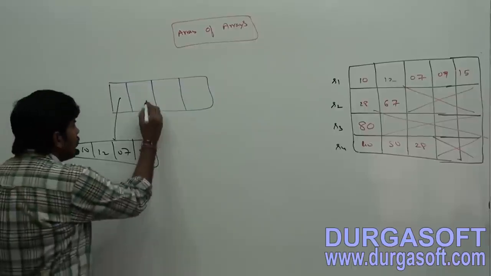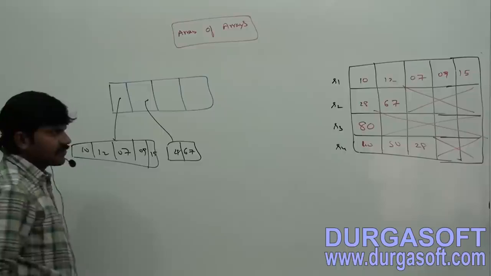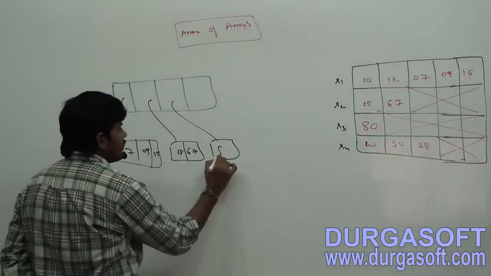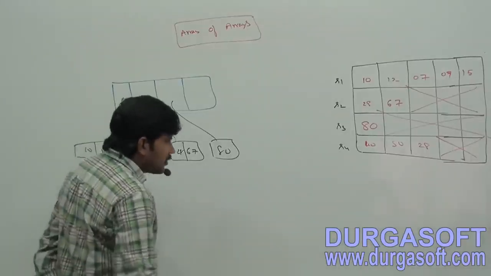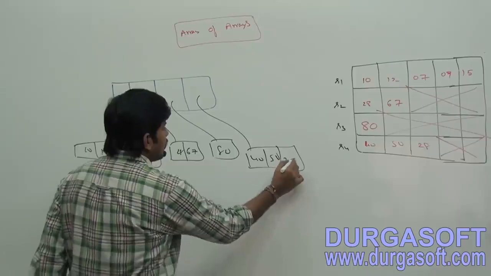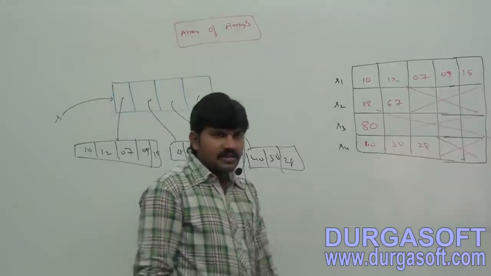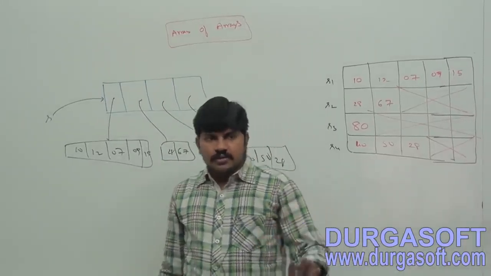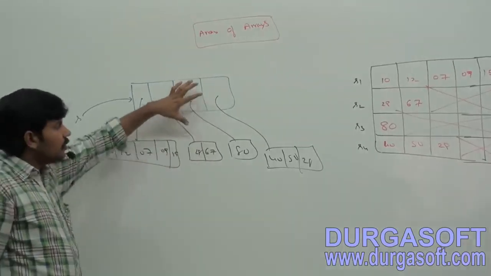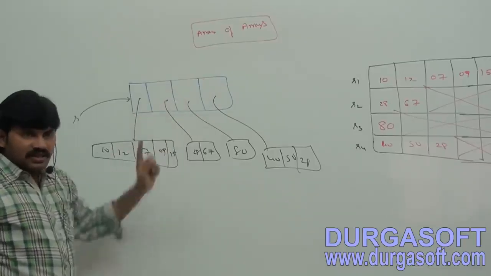How many marks does the second student have? Only 2, so create an array with size 2: 28, 67. The third student has only 1, so create an array with size 1: 80. The fourth student has 3, so create an array with size 3. And S is the reference variable for that. I hope you can understand this easily. So it is an array of arrays: basically an array where each element is an array.